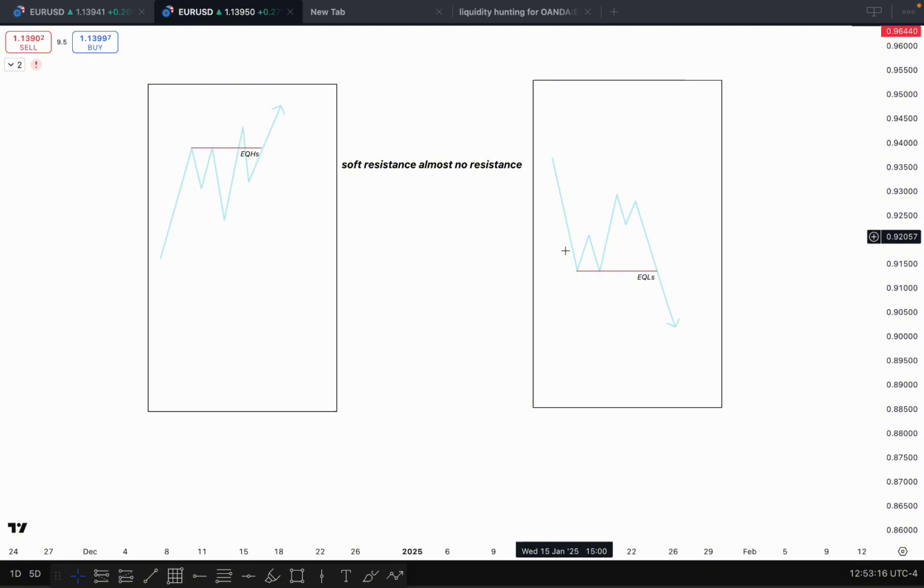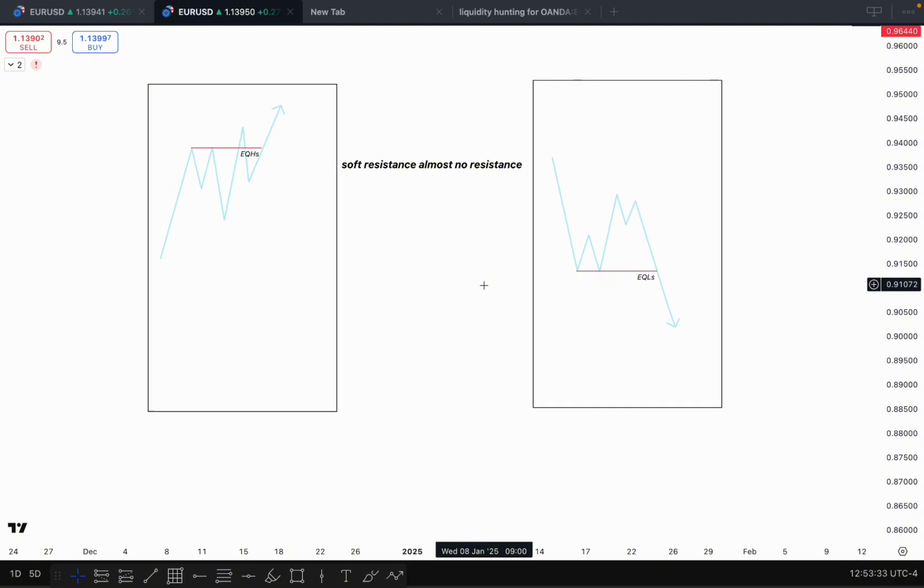The same goes for equal lows. It's not support. I can also say soft support, almost no support. It's just liquidity, engineered liquidity, built up to get swept after. And as I said earlier, on a bullish day, equal lows can get swept after that to go higher, because it's major liquidity.